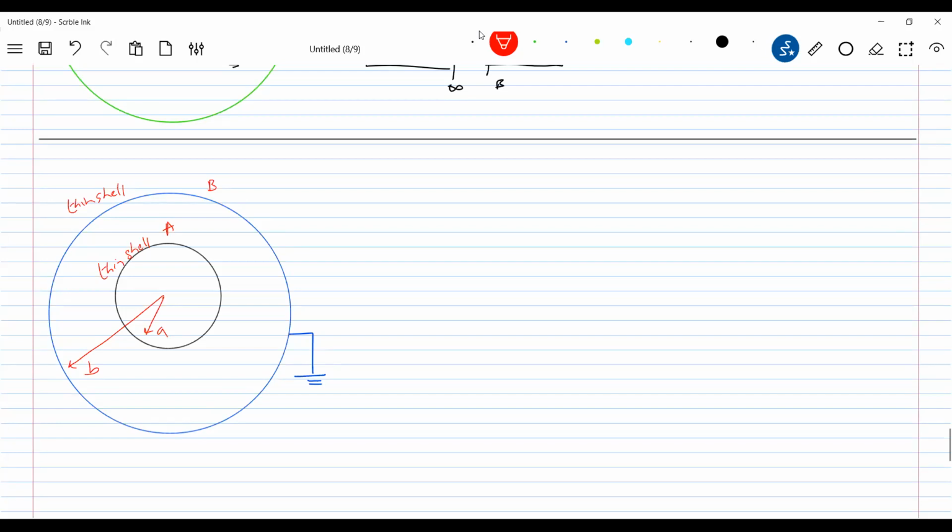Will there be any capacitance between A and B? Yes, it will be. There will be capacitance between A and B. Will there be any capacitance from B to infinity? No, this is earthed, no? So therefore, what will the total capacitance of the system be?